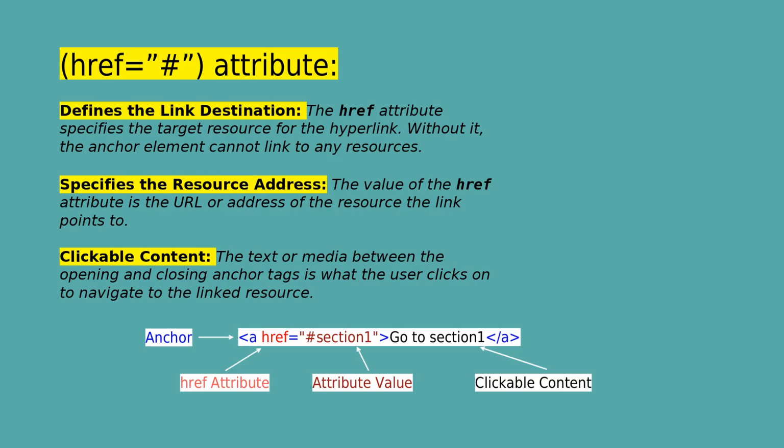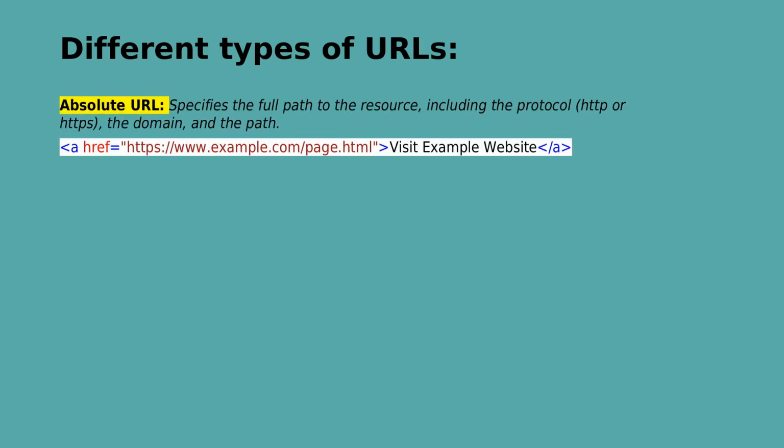Now let's discuss the different types of URLs. We have absolute URL. This specifies the complete path to the resource, including the protocols, the domain name, and the full directory path to the file or resource. It's used when linking to a resource outside of your website or when you need to ensure the link works regardless of the document's location. Relative URL.